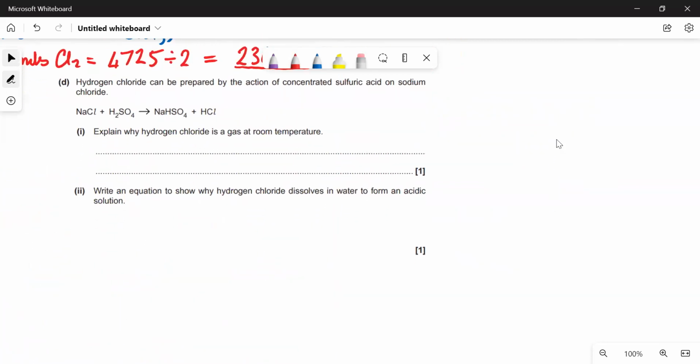Right. Hydrogen chloride can be prepared by the action of concentrated sulfuric acid on sodium chloride, as shown below there. So you've got an acid-base reaction going on there. The sulfuric acid protonates the chloride ion.